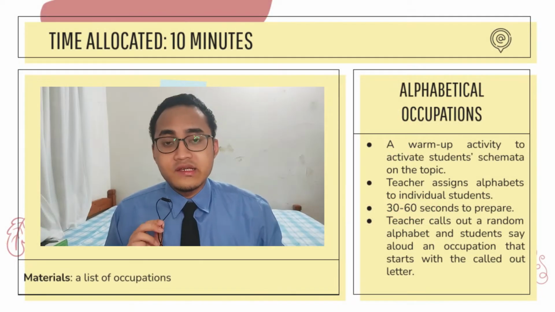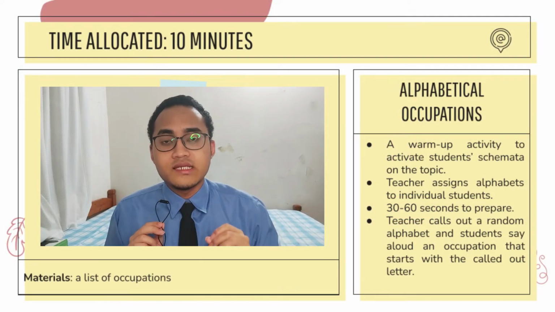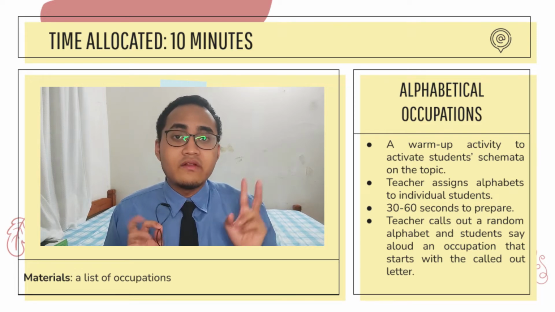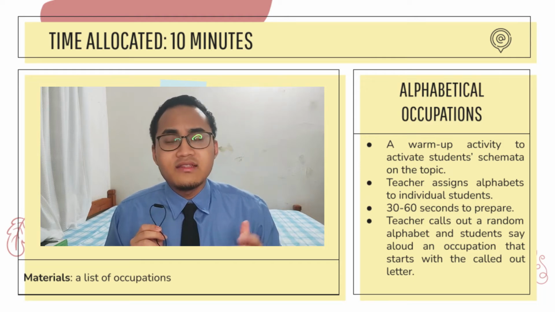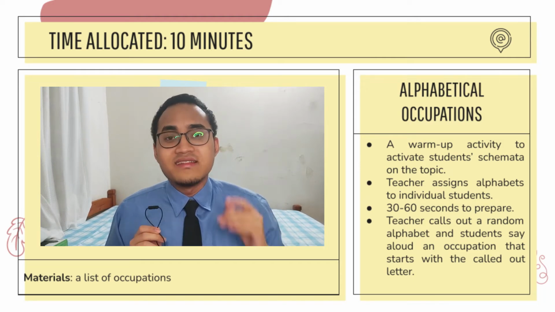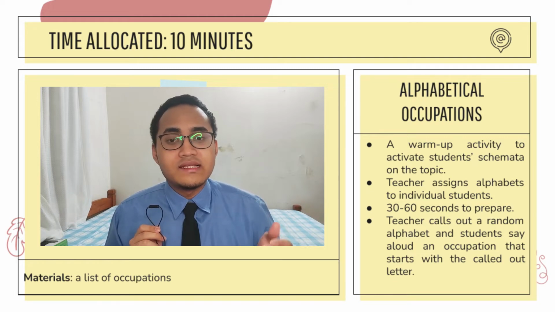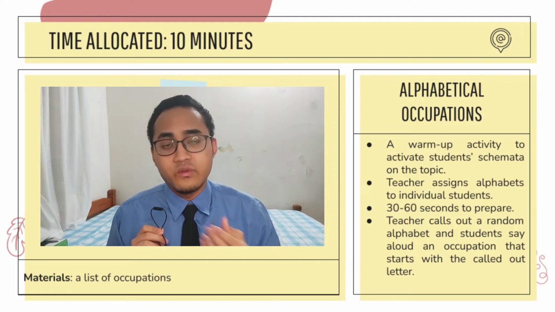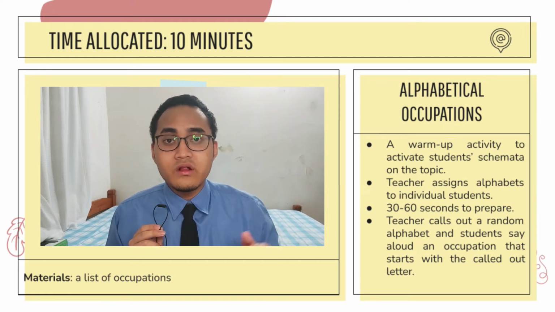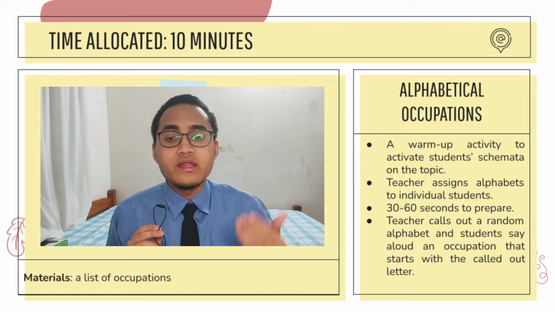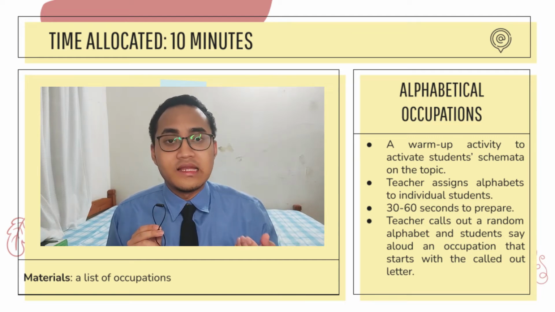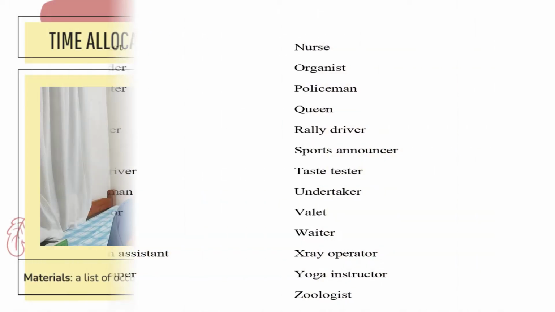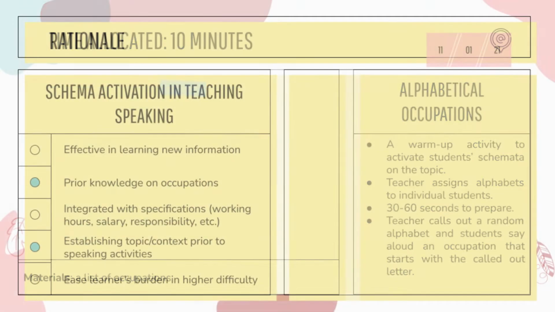In the pre-lesson stage, a warm-up activity will take place once teacher has greeted the students and checked attendance. This activity is called alphabetical occupation, and the name itself is pretty self-explanatory. Teacher assigns alphabets to individual students and then gives 30 to 60 seconds for them to think of an occupation that starts with their assigned letter. Then, teacher will call out a random alphabet, and the students with the assigned alphabet will then say aloud their answer. The materials required for this activity is a list of occupations for teacher to refer to as guidance.